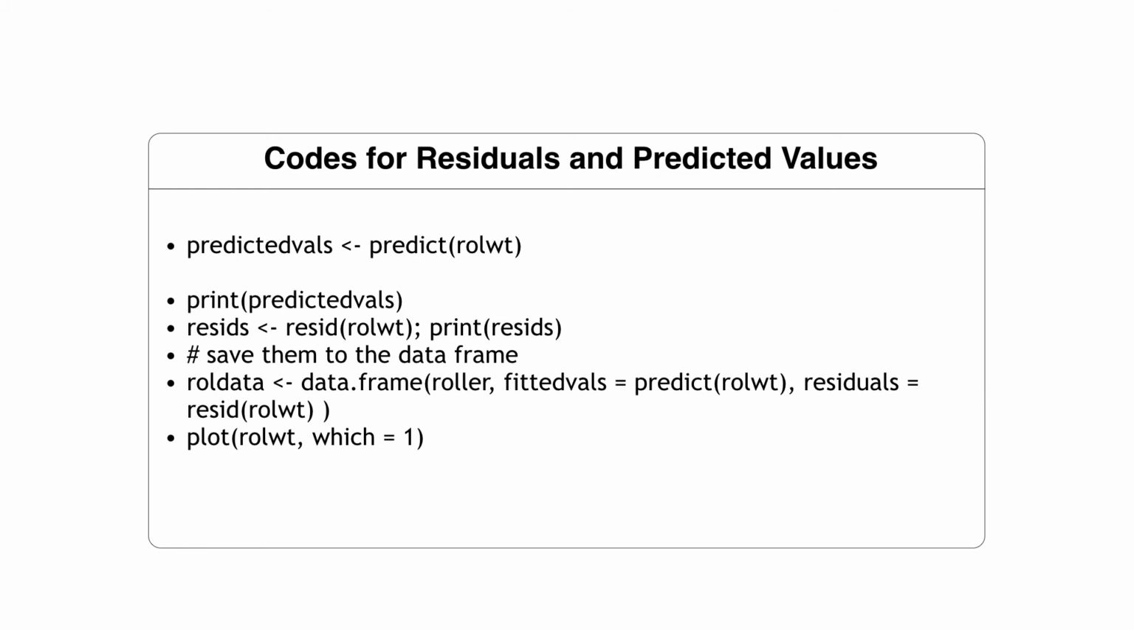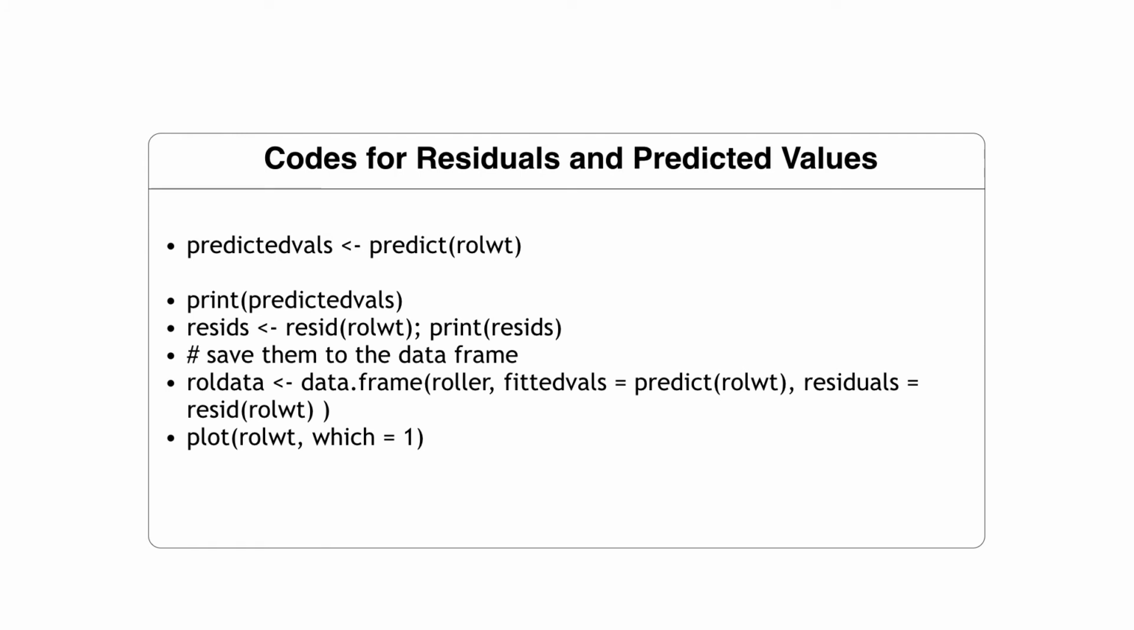So if you want the first plot in that sequence, you will say which equals 1. If you want the second plot, you will say which equals 2. If you want two plots in sequence, you will put them accordingly in a frame.